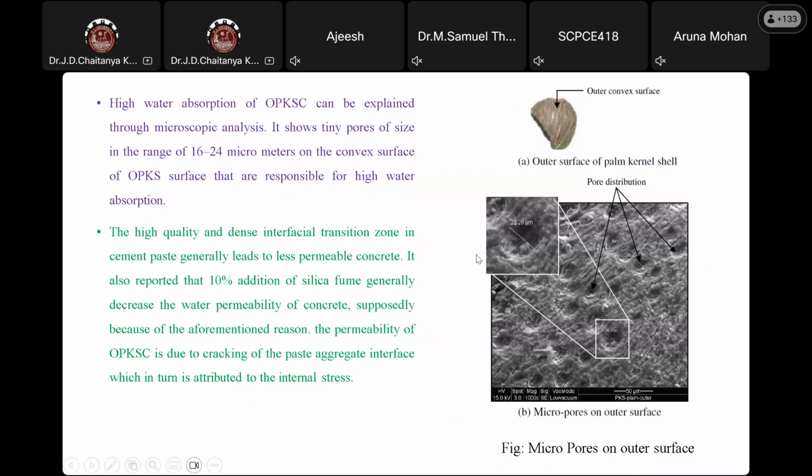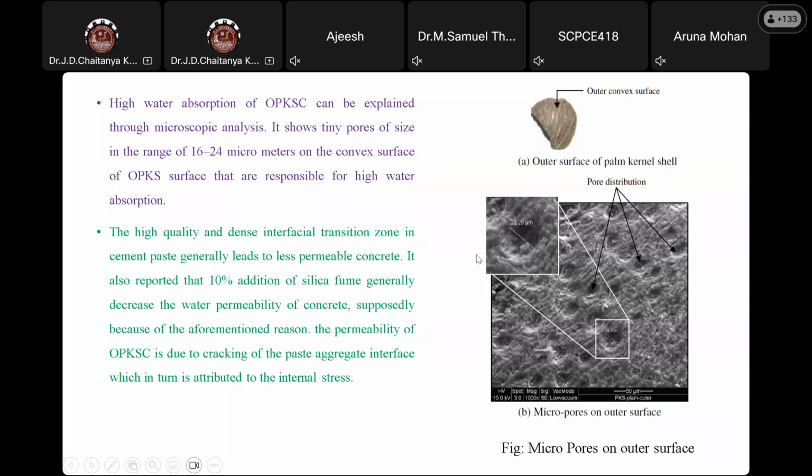So next, initial surface absorption. The surface absorption depends on the period from 6 days to 18 days in water. The primary reason is the high surface absorption, the shell and the high porosity of the shells. You can observe this figure.